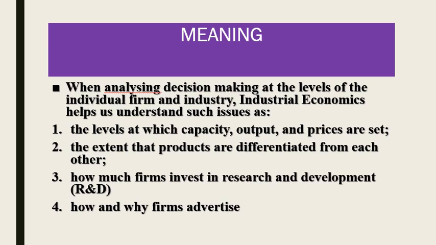When we analyze the decision making at the level of the individual firm and industry, industrial economics helps us understand these issues: what should be our capacity level, at what capacity level the firm or industry should work, what output it should manufacture and what price they should set, and if it manufactures multiple products, how the products should be differentiated from each other, how much the firm should invest in research and development, and how and why firms advertise.